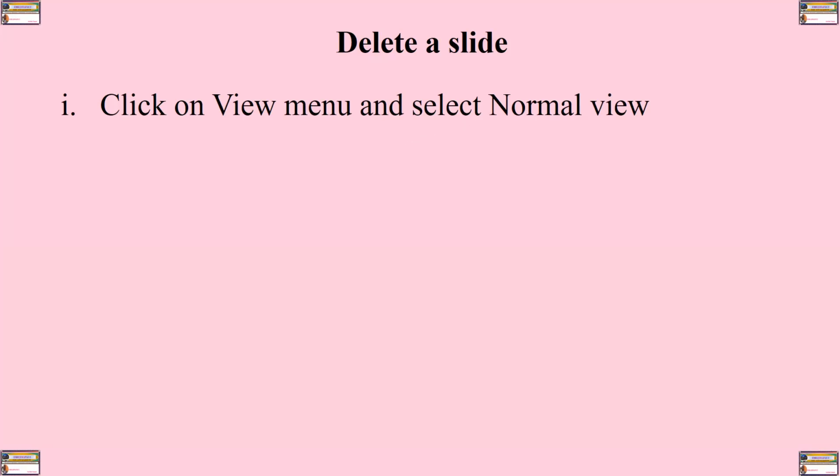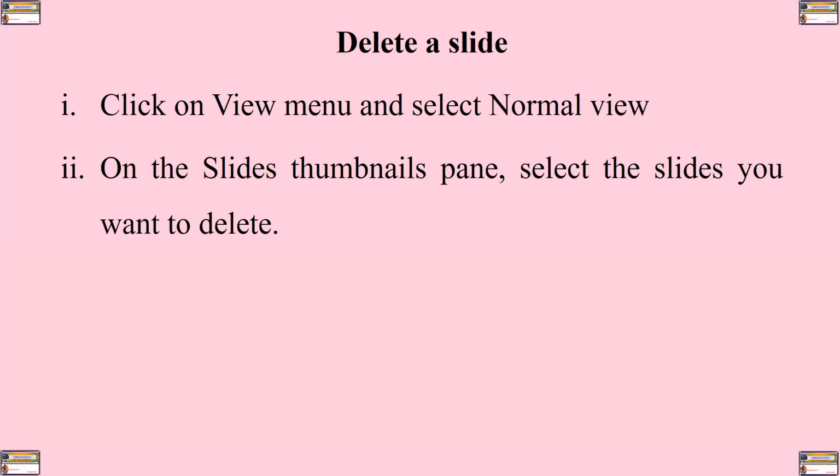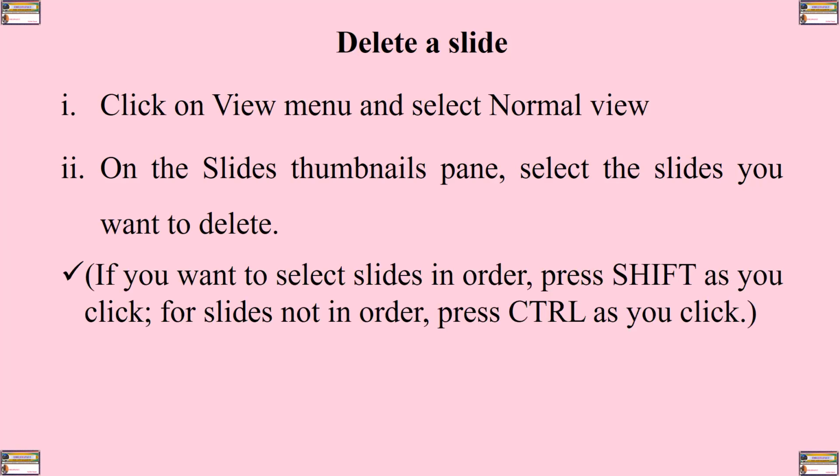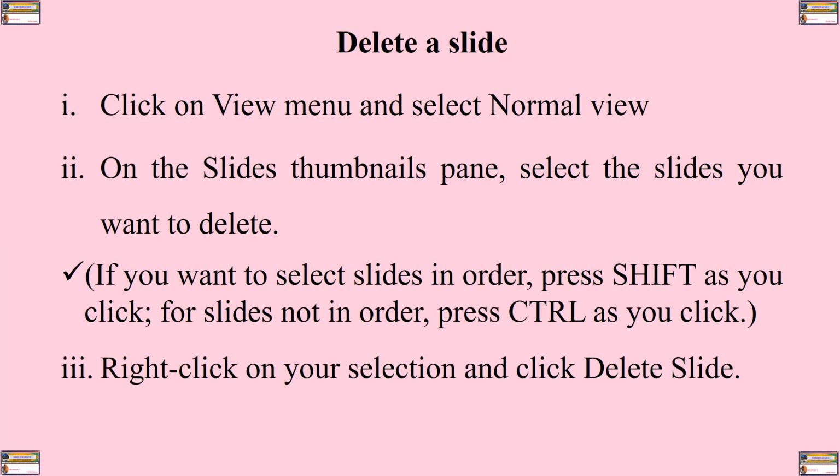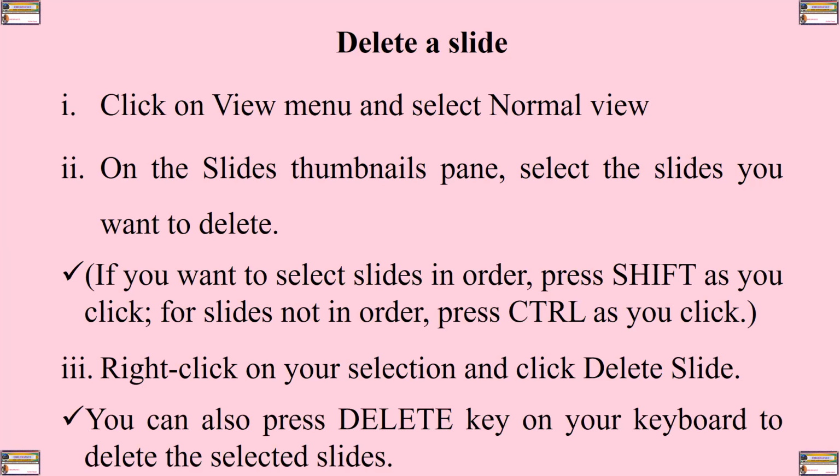menu and select the normal view. From there, on the Slides Thumbnails pane, you select the slides you want to delete. If you want to select slides in order, you press Shift as you click. For slides not in order, you press the Ctrl key on your keyboard as you click. And then you right-click on your selection and click Delete Slide. You can also press the Delete key on your keyboard to delete the selected slides.